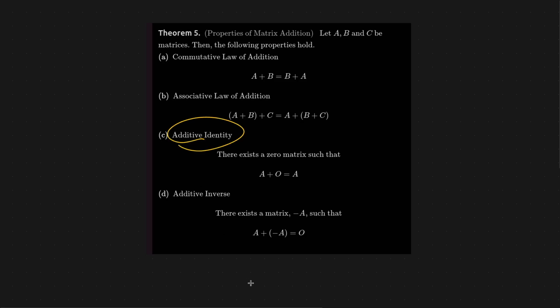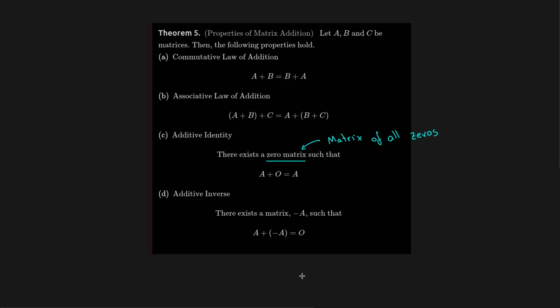We have an additive identity. There is a matrix so that if I add any matrix to it, I get that same matrix back. We call it the zero matrix, and as the name implies, it is the matrix of all zeros. All the entries are zeros. And we have an additive inverse. If I have a matrix A, there's a different matrix that I could add to it, which we call negative A, so that when I add them, I get the zero matrix.